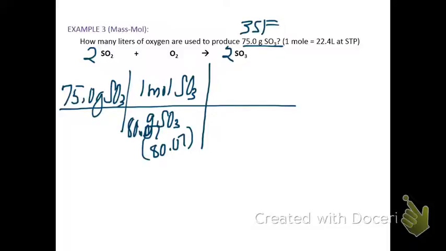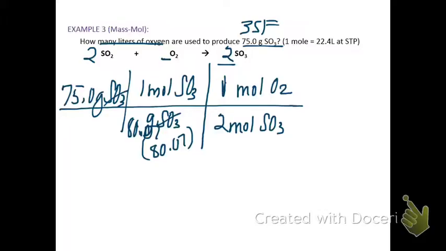Okay, now that I have gotten rid of grams, I'm in moles, so I can use my mole ratio. So I need to get rid of moles of sulfur trioxide, so it's going to go on the bottom. And I'm trying to get to oxygen, so I'm going to do moles of oxygen on the top. Now I go to my balanced equation. SO3 has a 2 in front of it, so it goes right here. Oxygen has nothing, so it's a 1. So I cross out my moles of SO3.